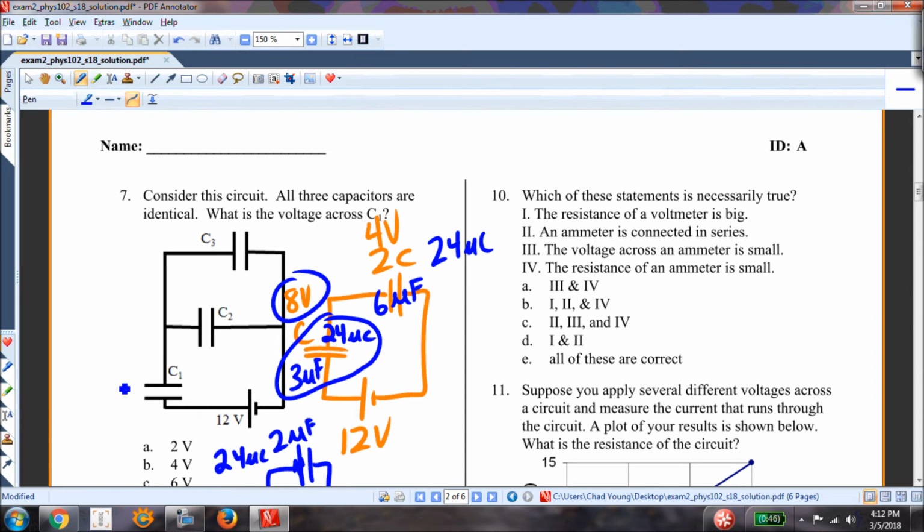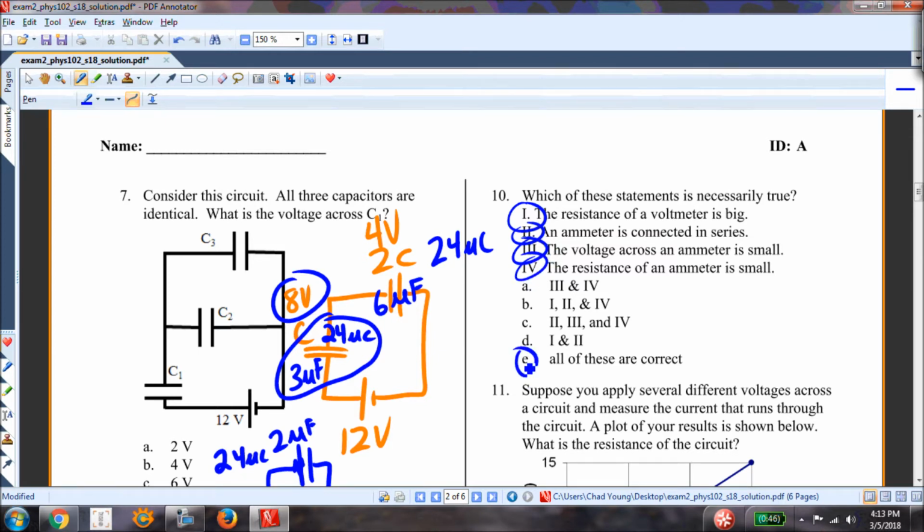Which of these statements is necessarily true? The resistance of a voltmeter is always big. An ammeter is always connected in series. The voltage across an ammeter is small. That's always true because the resistance of the ammeter is very, very small. And the resistance of an ammeter is small. Yes, also true. So all of these are correct.